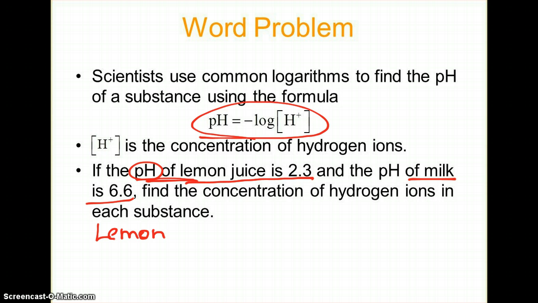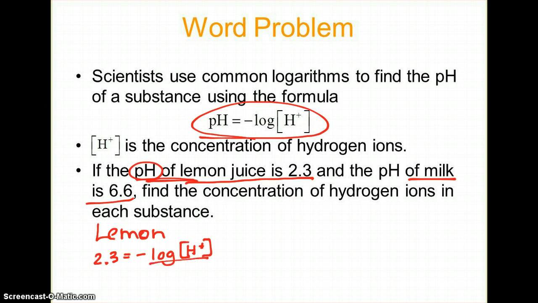So I know the pH of the lemon juice. If the pH of the lemon juice is 2.3, that goes into my formula here: 2.3 equals negative log of H plus. Okay, so I have two choices. I need to decide if my logarithm is already there and I can just calculate it, or do I need to rewrite it exponentially and do something with that? When you look at this, this is a base 10 logarithm, but you'll notice I don't know the value inside my logarithm, so I can't just plug this in my calculator and calculate it. I'm going to have to do this.